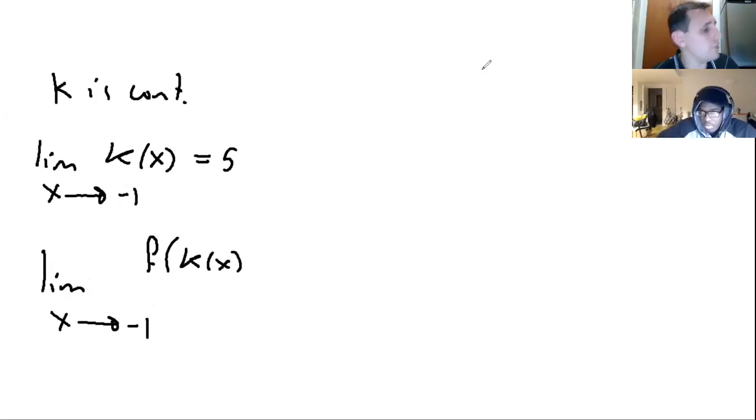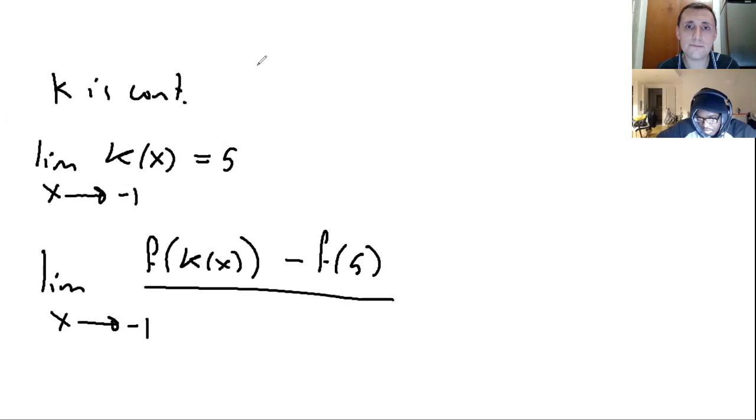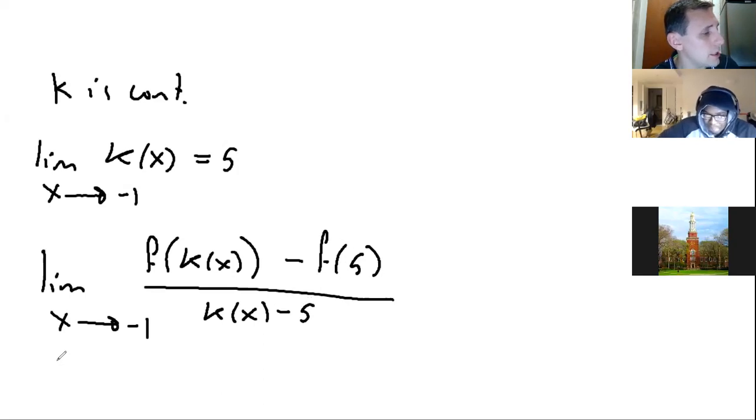So f of k(x) minus f of 5, divided by k(x) minus 5. What is this? Let's say, in symbols, right? What is this in symbols? I didn't give you enough information to make it into a number. What is it in symbols?